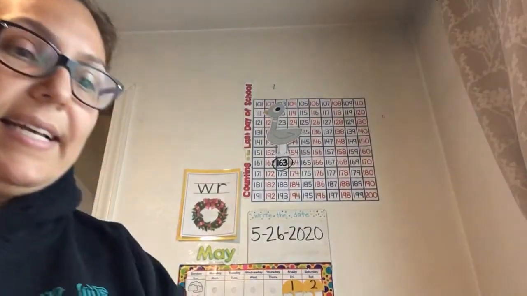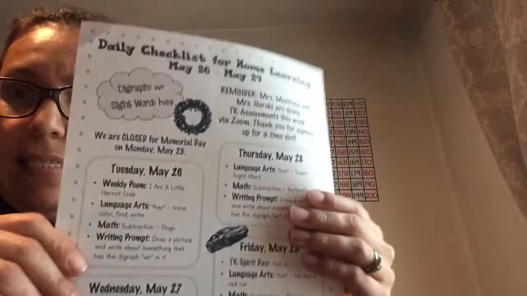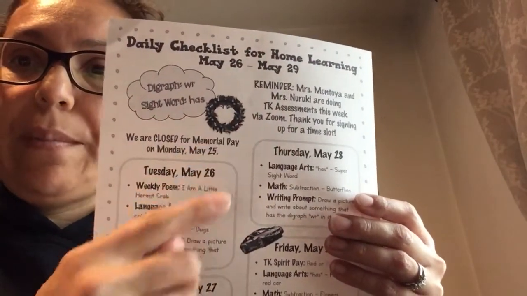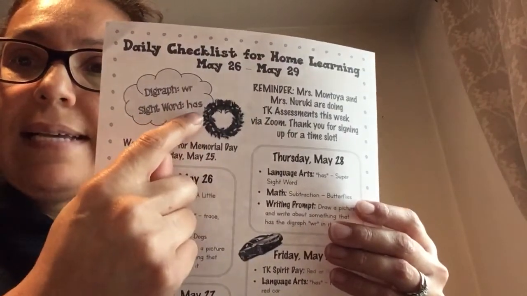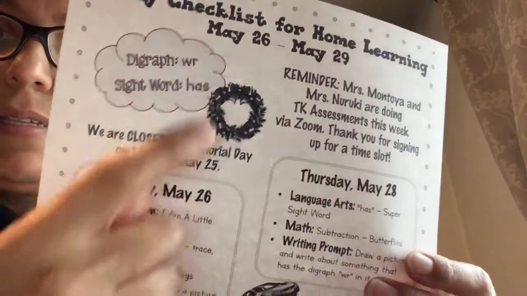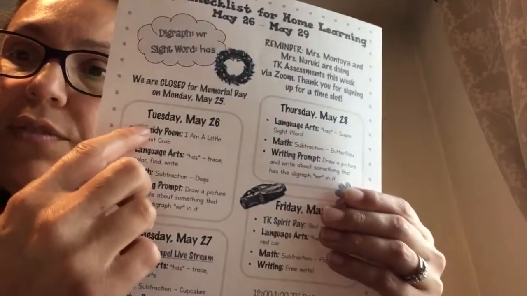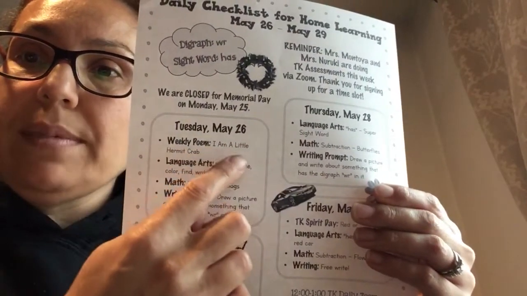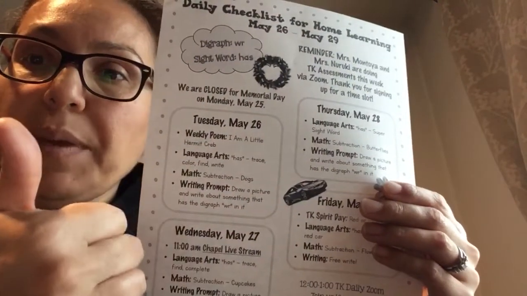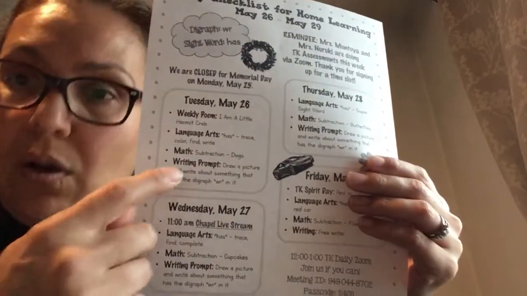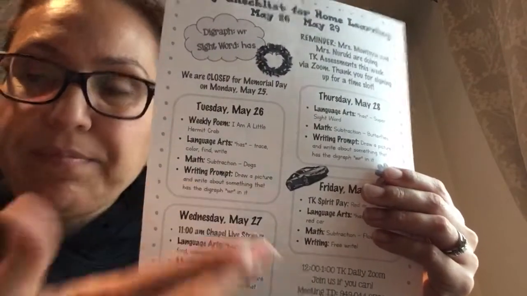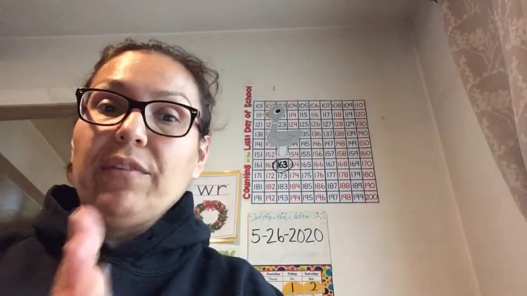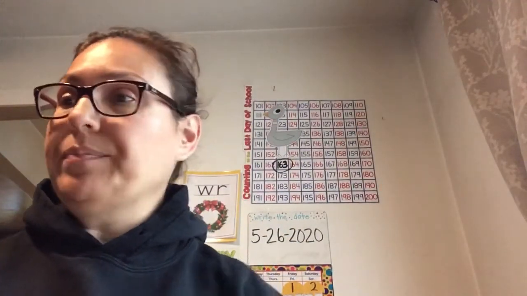All right. So let's look at our daily checklist. Our digraph WR and a picture of a wreath to remind us, and sight word has, HAS. All right, so if we look for today, it says Tuesday, May 26th. We have a poem today, we have a has page, a writing page, and a math page. We're starting subtraction. There is a separate subtraction video, okay? So be sure to watch that one.